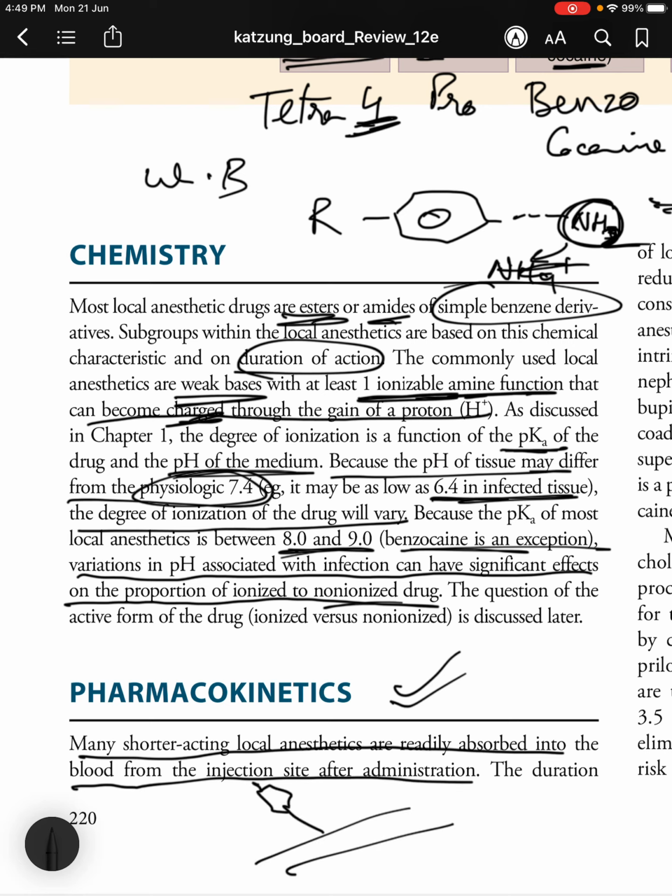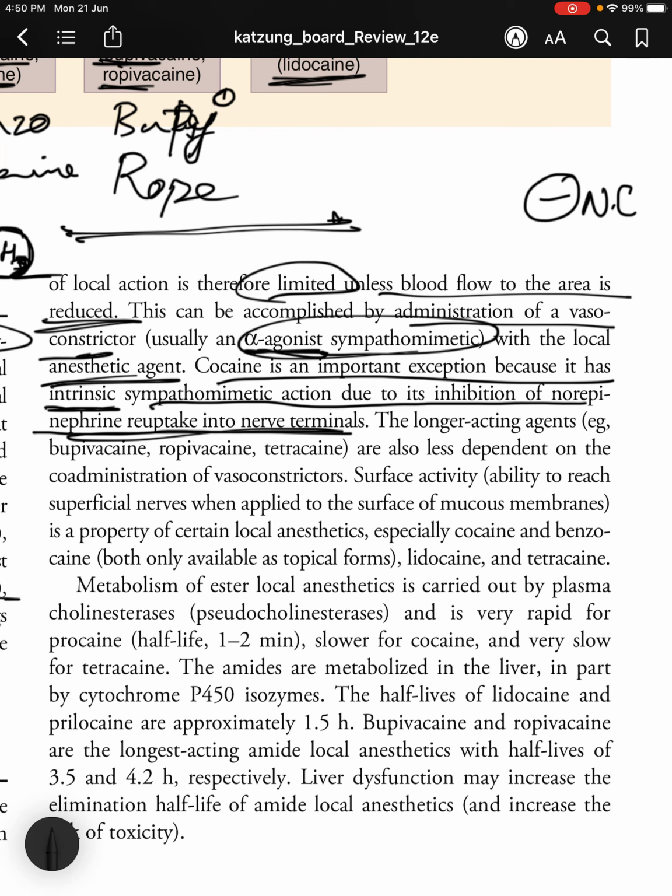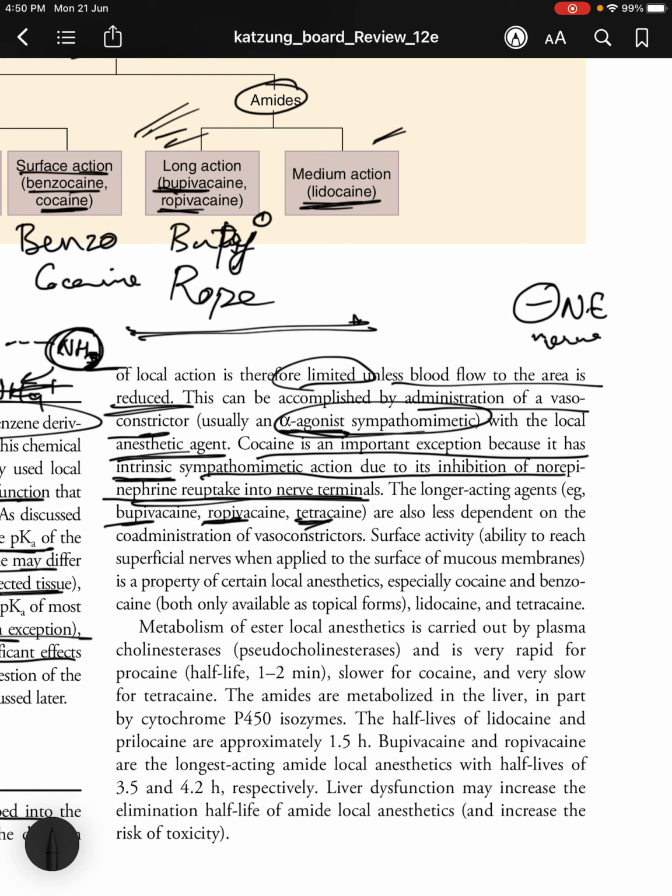Cocaine is an important exception because it has intrinsic sympathomimetic action due to its inhibition of norepinephrine reuptake into nerve terminals. The longer acting agents such as bupivacaine and ropivacaine, which are amides, and tetracaine, which is an ester, are also less dependent on the co-administration of vasoconstrictors. Because they can act for a long period of time, they do not readily enter the bloodstream, so you do not need to co-administer a vasoconstrictor agent.